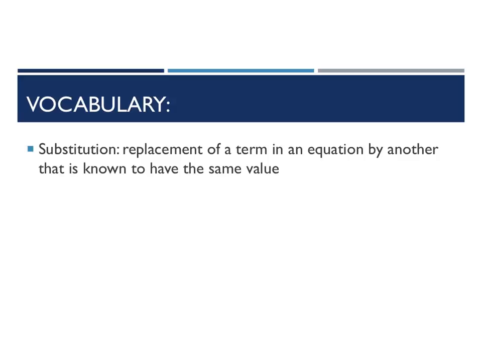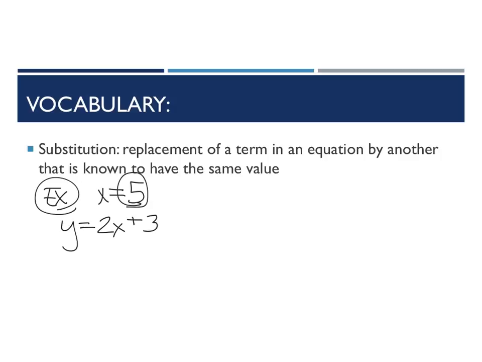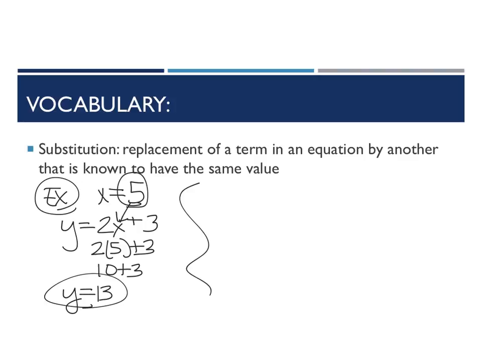Substitution is the replacement of a term in an equation by something else that you know to have the same value. You might not want to copy all that down, but instead just put a couple examples of where you've used substitution for years. Something like knowing that x equals 5 and then substituting that value for x into an expression. So put that 5 right there and work it out. That's just the basic idea of substitution. y equals 13.